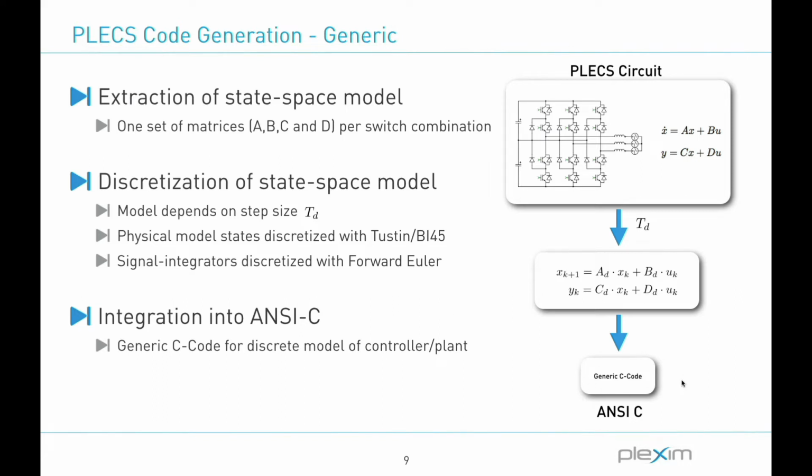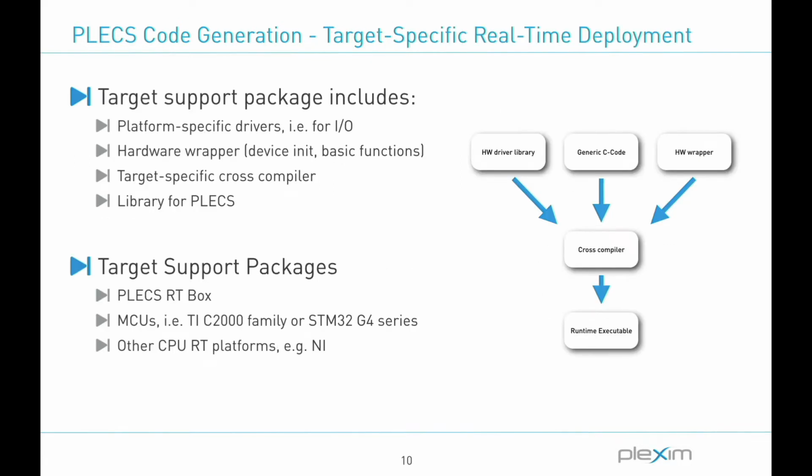However, this is then just generic C code. Everything that is target related is provided by us in a so-called target support package. A target support package typically consists of different target blocks in order to address the different peripherals the hardware target offers. There you will also find everything that is needed to automatically generate a runtime executable that can directly run on a hardware platform. You need for this some platform-specific drivers in order to address the different IOs and peripherals. You also need a target-specific cross-compiler and so on. All this is provided by us in a so-called target support package.